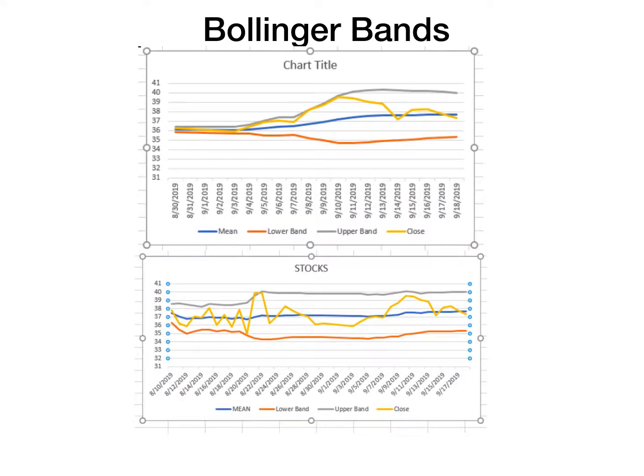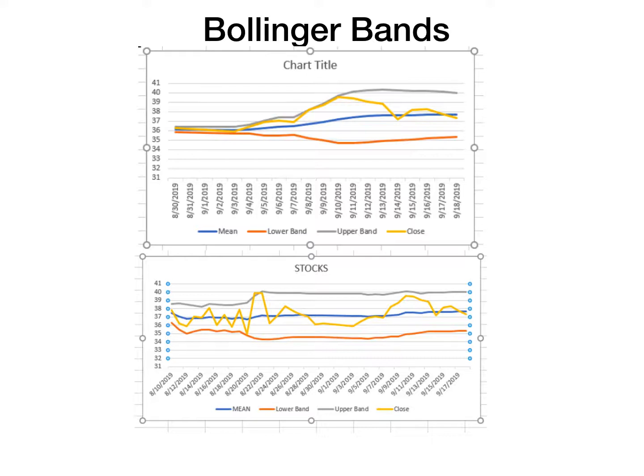The next thing to look into is the Bollinger Band. So first of all, what is a Bollinger Band? It describes the movement of stock in the market. The gray line is the upper band, the blue line is the mean, the red line is the lower band, and the orange line is the closing price, or you can call it the price.